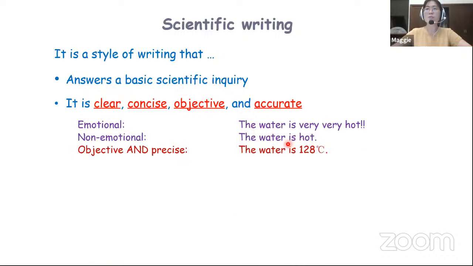So here are three different sentences, maybe talking about the same thing. The water is very, very hot! As you can see, there are two exclamation marks here. So when you read this sentence, you know that it's very emotional. The next one is: the water is hot. Although it's not emotional, however, it's not concise. And the last one: the water is 128 degrees. This one is not only objective, but also precise.